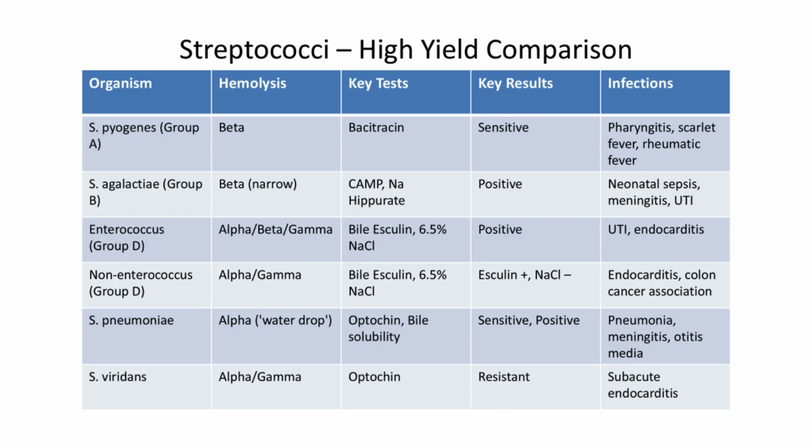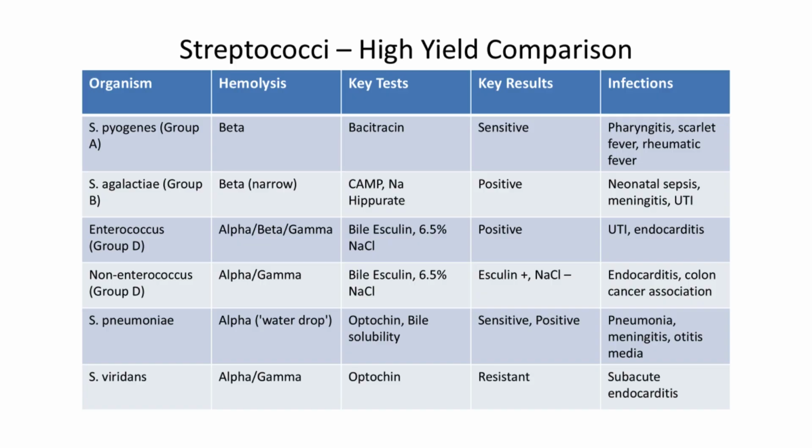Let's compare the major groups of streptococci and how they are identified in the lab. Streptococcus pyogenes, or group A strep, is beta-hemolytic. It is sensitive to bacitracin but negative for sodium hippurate, optochin, bile solubility, bile esculin, and growth in 6.5% sodium chloride. Clinically, it causes pharyngitis, wound infections, scarlet fever, impetigo, and post-infectious sequelae such as rheumatic fever.